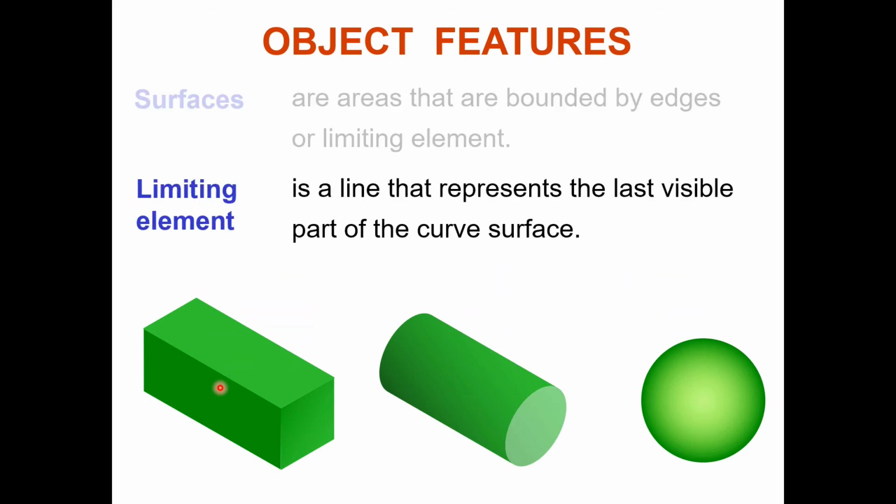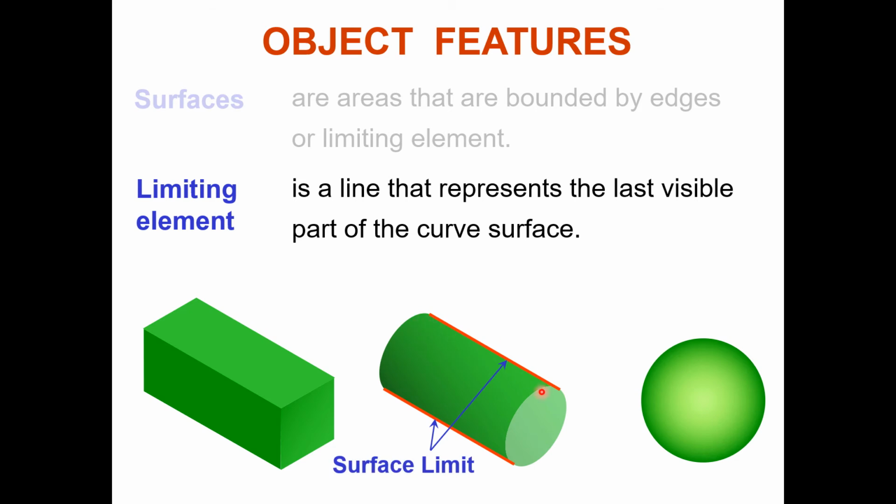Limiting element. What is a limiting element? This circle is continuous because when we see the 3D object and start drawing a line, that will keep on repeating, so that is a limiting line. If we rotate this cylinder, the limiting line is a line that represents the last visible part of this curved surface. This surface is not ending if we keep on rotating, but when we see this object, we are seeing this limiting side, so we will draw this line to draw the circle.